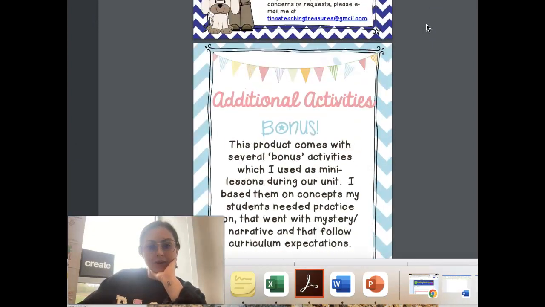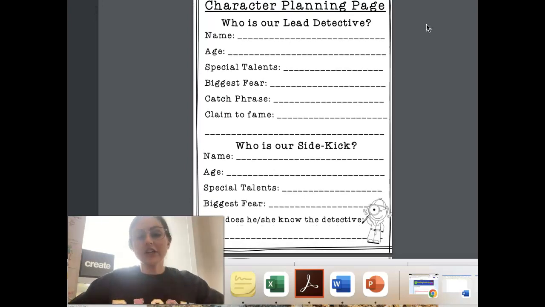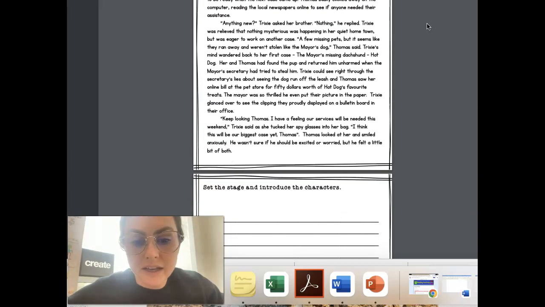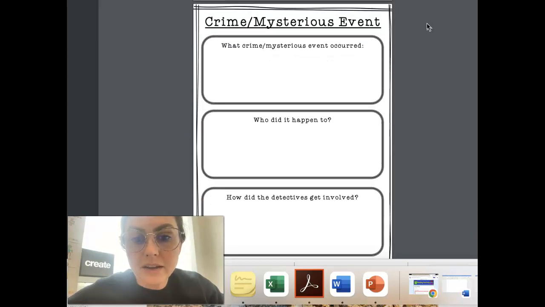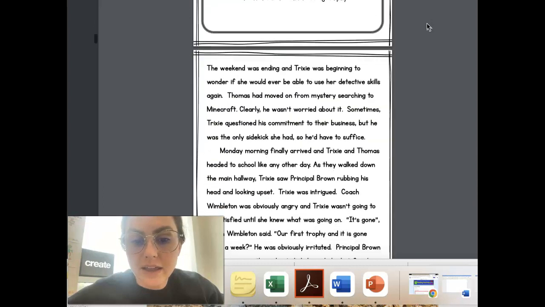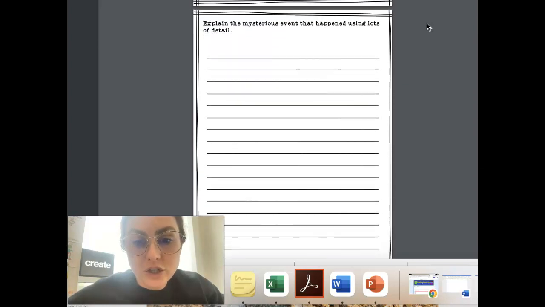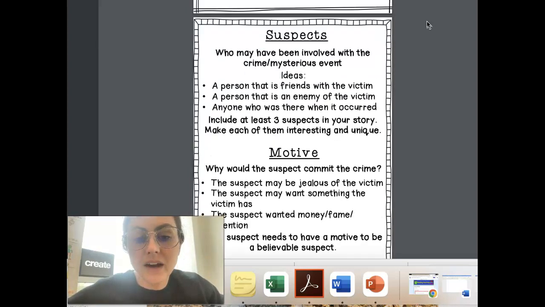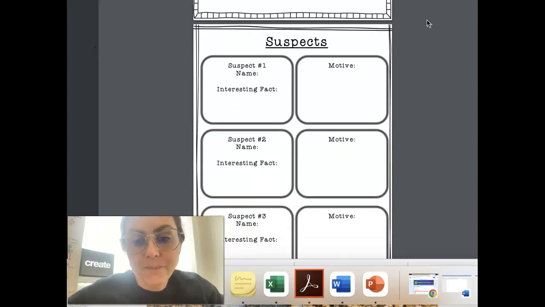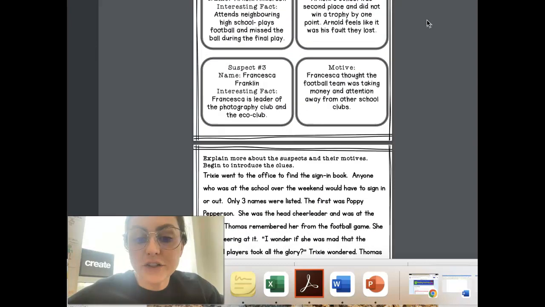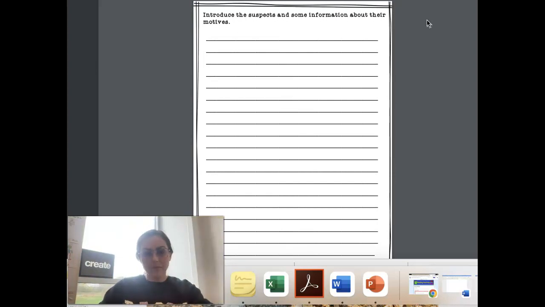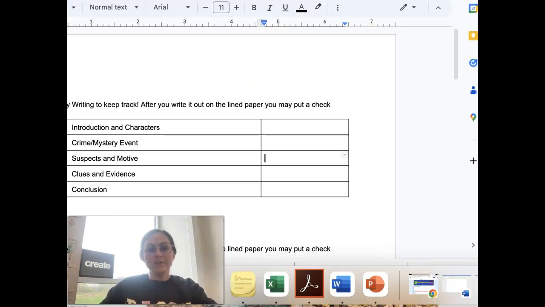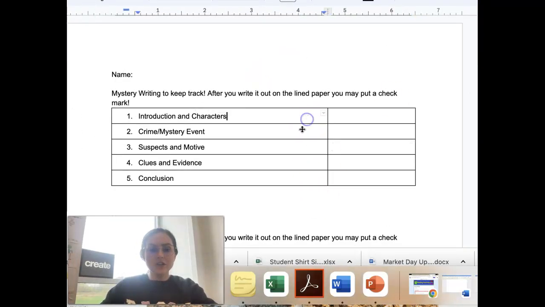So again, starting from the very tip top, you've done your character planning, and this is the page you wrote on. You did your crime and mystery. This is their writing example. Then here's yours that you're writing on. Yesterday we did suspect and motive. If you completed this yesterday, then you went ahead and started writing on the lined paper. If not, that's where we're going to stop, okay? So that puts you in done with introduction, characters, crime, mystery, and suspect and motive, okay?